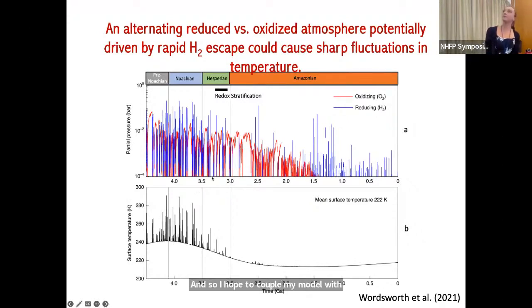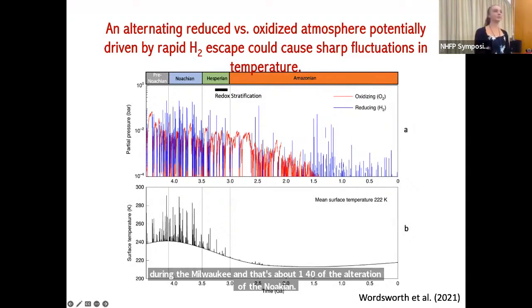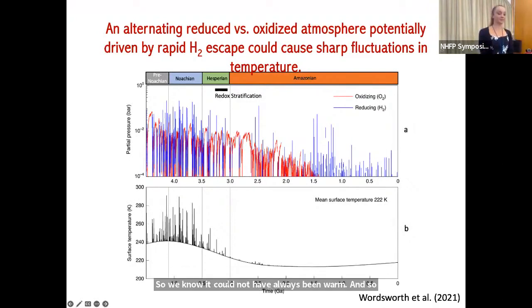on such short time scales, because as I noted before, it takes hydrogen about 10^5 years to build up. But it's important that the alternating redox cycles are important for this warming. In my model, I found that you can only keep Mars warm for a cumulative amount of about 2 × 10^7 years. But during the Noachian, that's about 1/40th of the full duration of the Noachian. So we know it could not have always been warm. And so these alternations are important for explaining that warm climate sometimes.